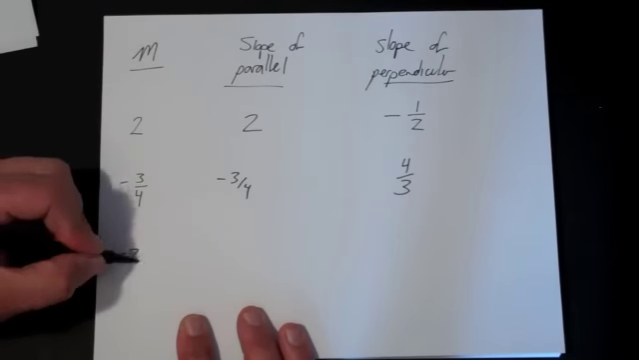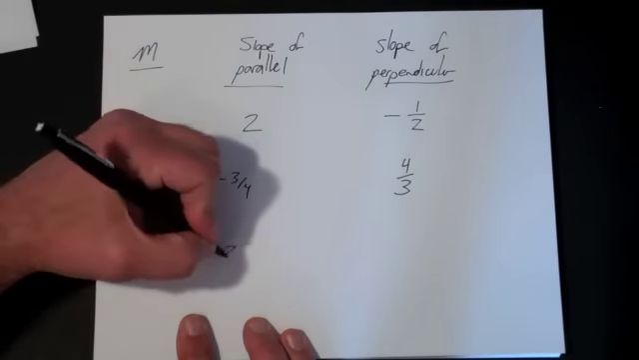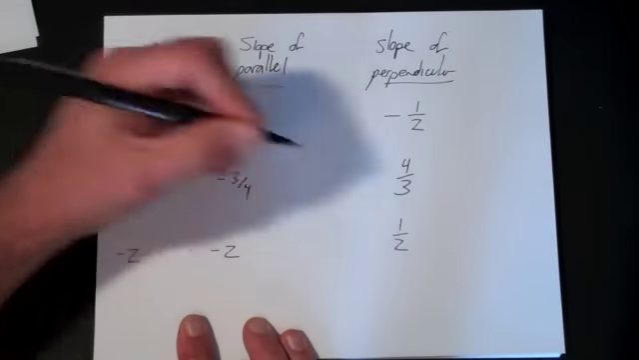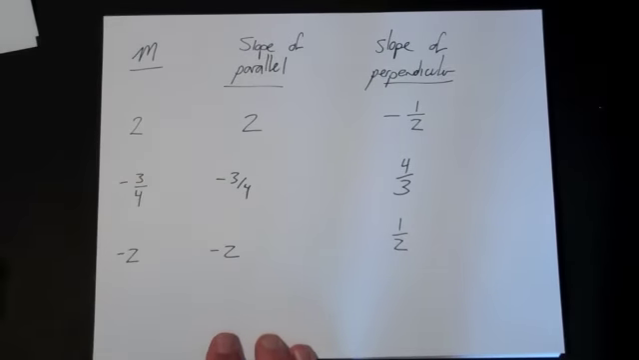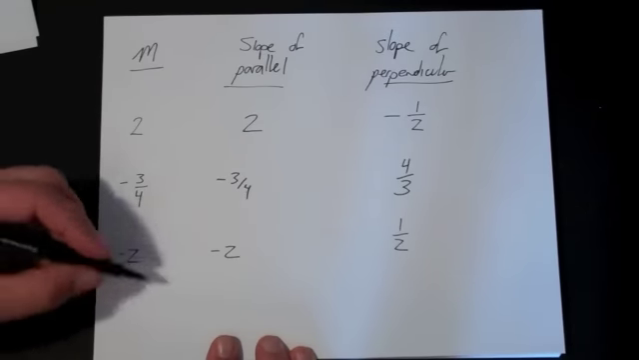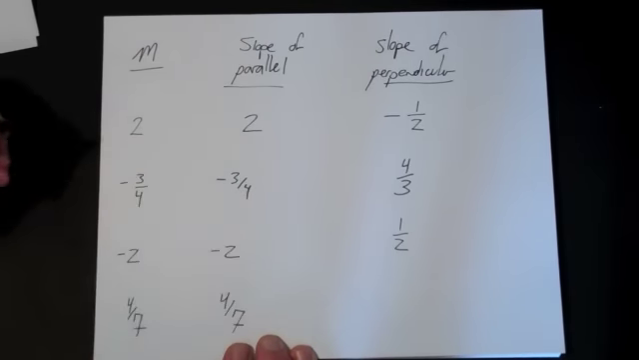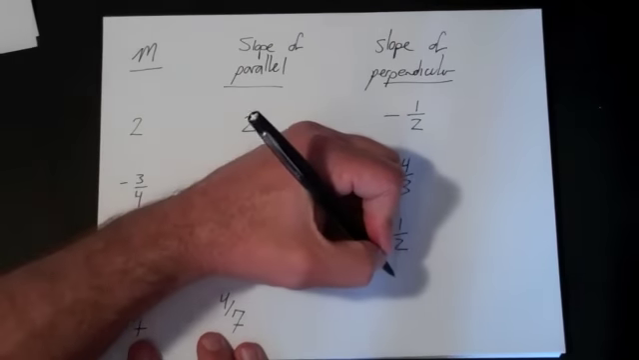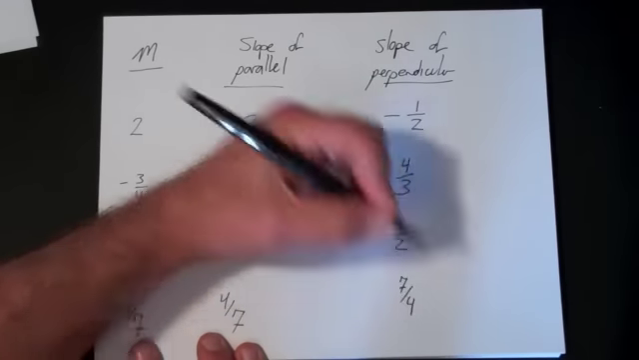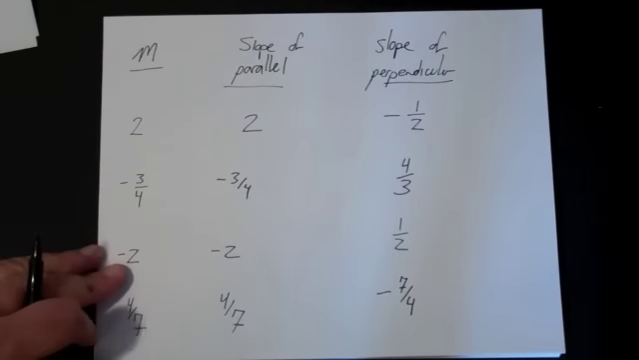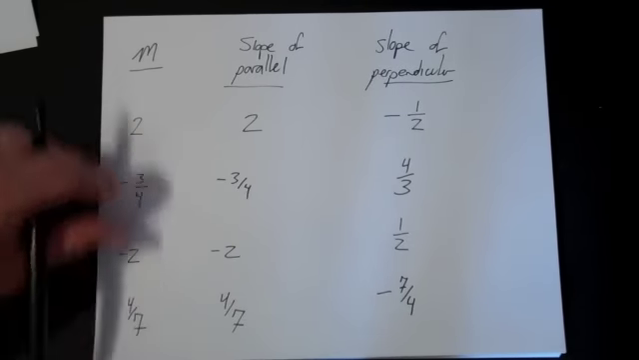If you had a slope of minus 2, the parallel line will also be minus 2. The perpendicular line, 2 over 1 becomes 1 over 2. It's a negative, so it becomes a positive. If you have a slope of 4/7, the parallel line is 4/7. The perpendicular line, you flip the 4/7, so it's 7/4. Change the sign. This is a positive, so that would be a negative. And that's how you find out the slope of parallel and perpendicular lines.